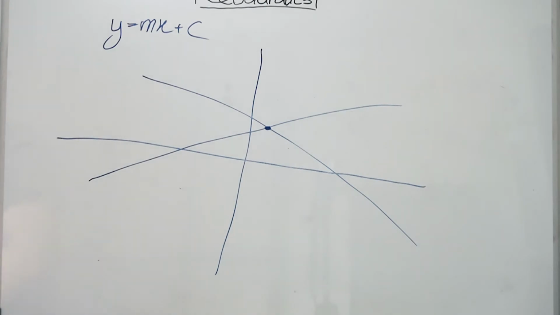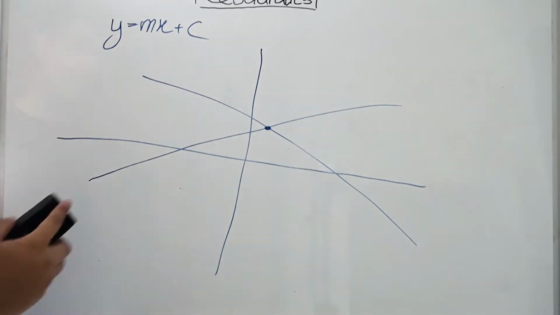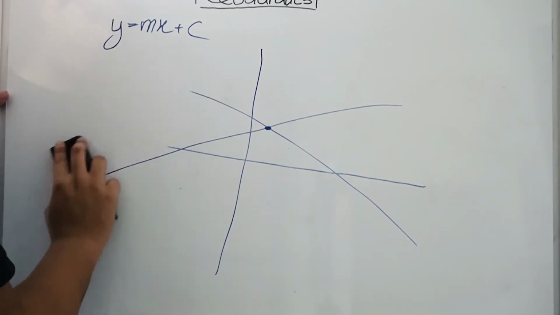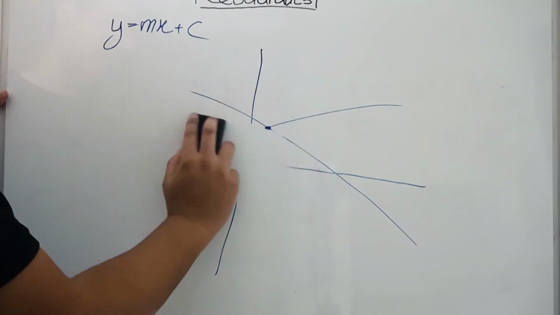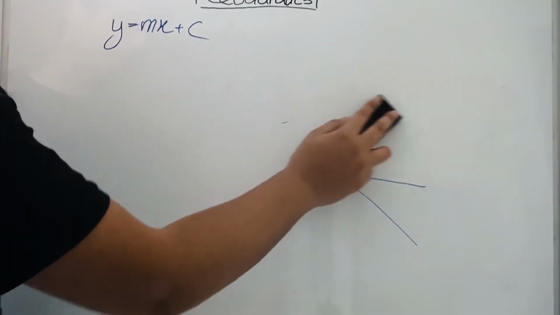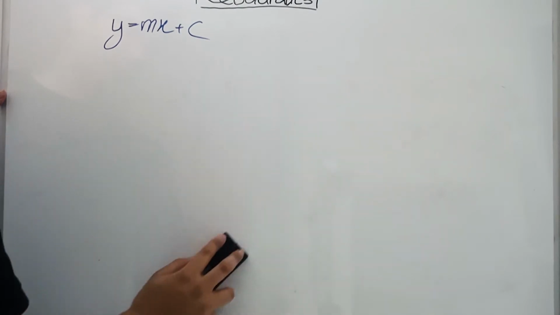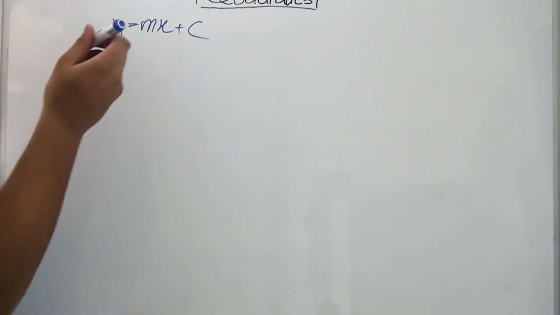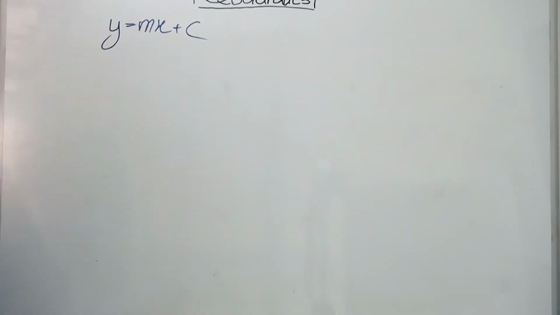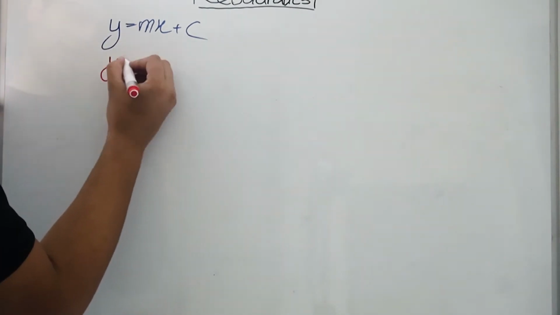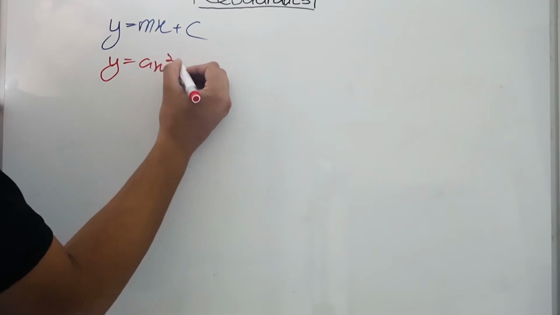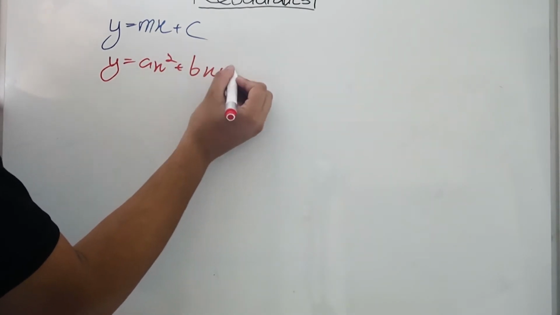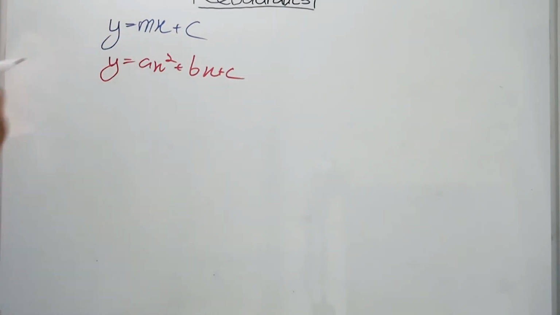Now that you're going to be dealing with quadratics, there's also going to be a curved line. There are going to be intersections, and you're going to find those intersections. So now instead of two of these, you will be having one of this and one of this. Y equals ax square plus bx plus c. You'll be having one quadratic and one linear equation.